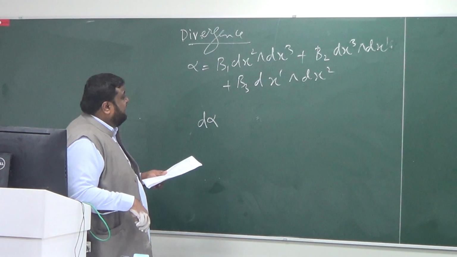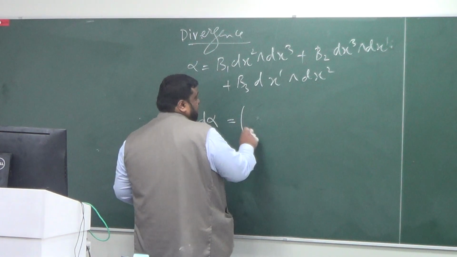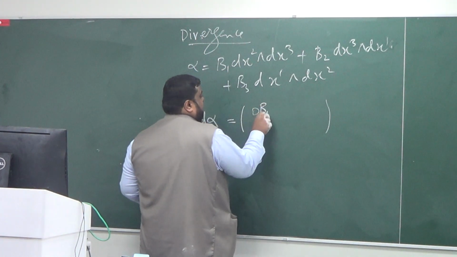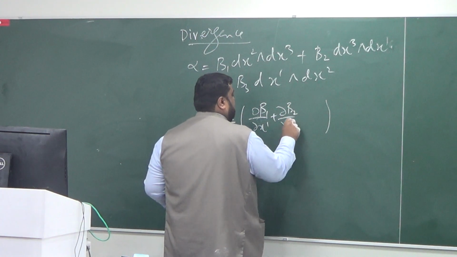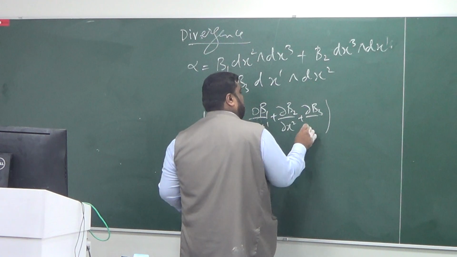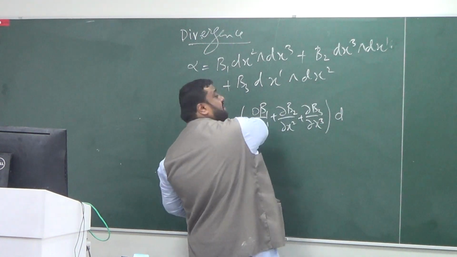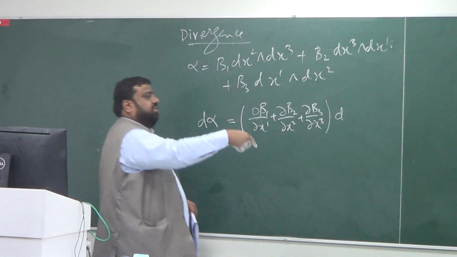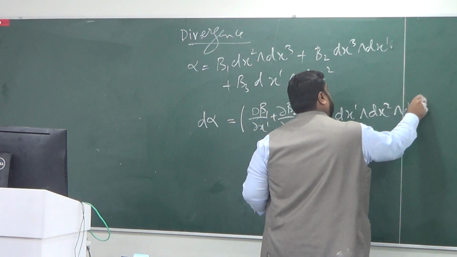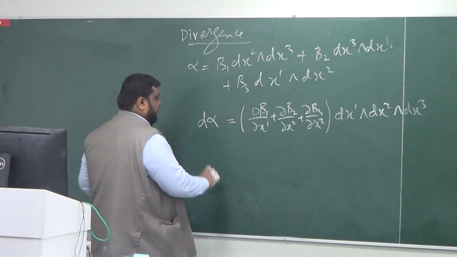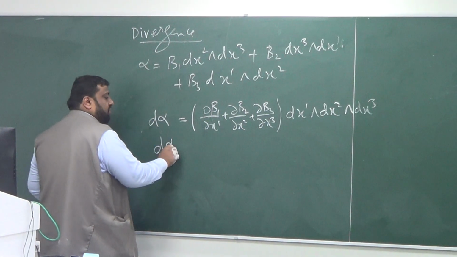If you get the exterior derivative of it, you're going to get something interesting. I'm just writing the result: partial b1 by partial x1, plus partial b2 by partial x2, plus partial b3 by partial x3, and wedge product. Obviously, you're going to get a 3-form. The exterior derivative is going to send this 2-form into the 3-form. So you're going to get dx1 wedge dx2 wedge dx3. Then I'm applying d, the exterior derivative, onto a 2-form.